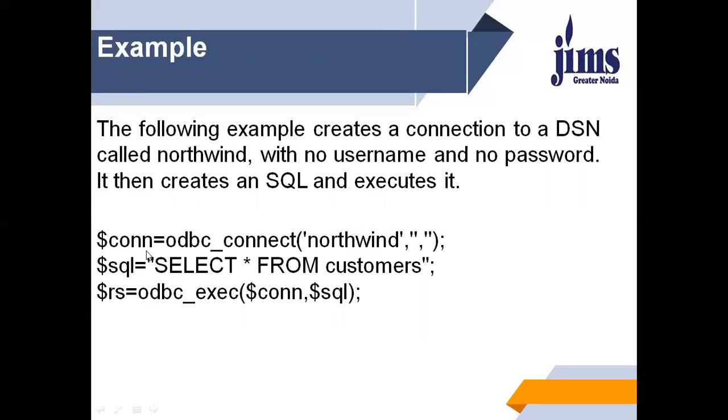So we have this $conn object name. odbc_connect: you are providing the database name without any username and password. The DSN is Northwind. Now the SQL query: you want to select asterisk from the customers table and fetch all the records, and you are storing it in the $sql variable. Then we have one more variable, $rs, with odbc_exec, where you are passing the connection variable and the SQL variable.